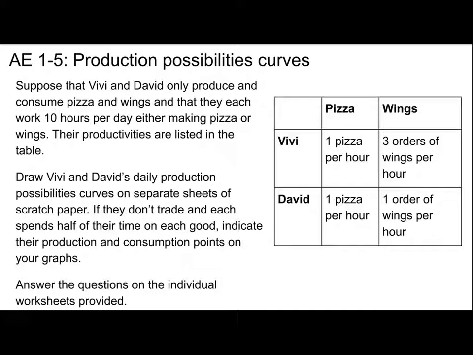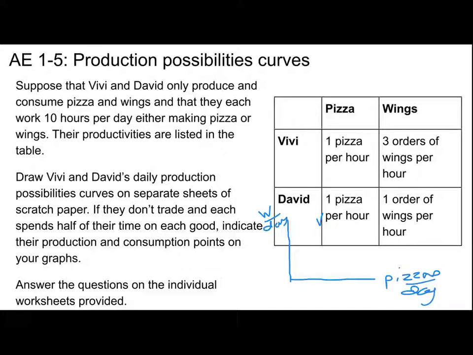I'm just going to do it in miniature here. The easiest way to do these simple production possibility frontiers is to figure out what VV, let's say we'll start with VV, can do if she specializes completely in wings. So let's say this is wings per day, and this would be pizzas per day.